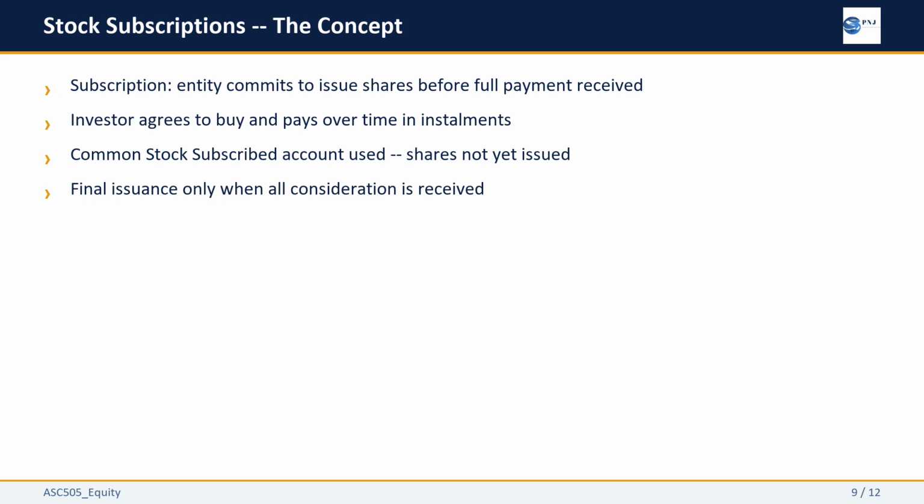You use a separate account called common stock subscribed to track the commitment on the equity side. The shares are only transferred from common stock subscribed to common stock when the final payment comes in, and the shares are fully paid up.